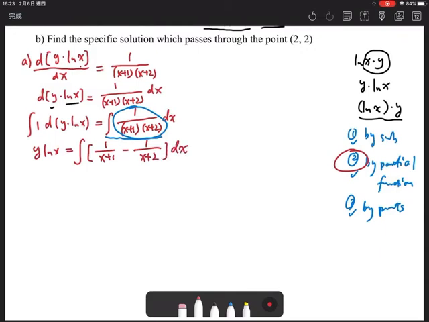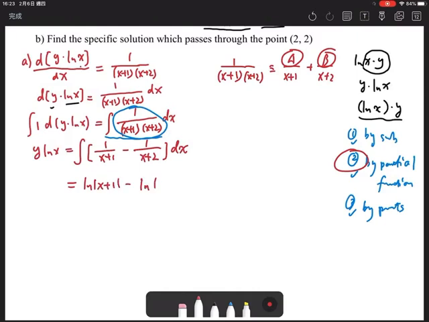For the calculation of partial fractions, I think you may do it by yourself. You may make an assumption: 1 over x plus 1 times x plus 2 is equivalent to a over x plus 1 plus b over x plus 2. And then find the value of a and b respectively. All right, so here the right hand side we can integrate directly. The first one is ln absolute value of x plus 1, and the second one is ln absolute value of x plus 2, and then plus constant c.